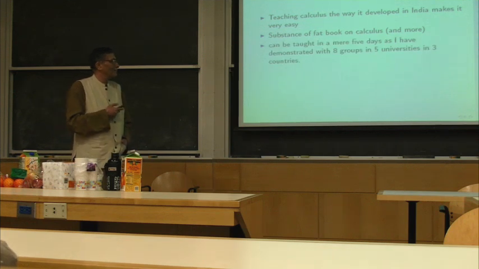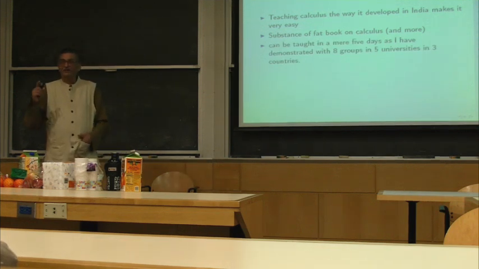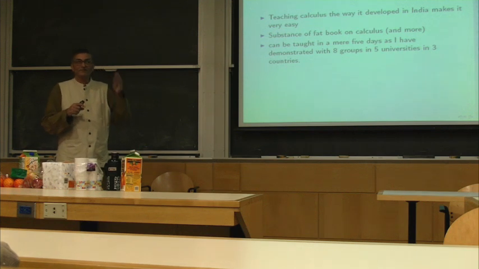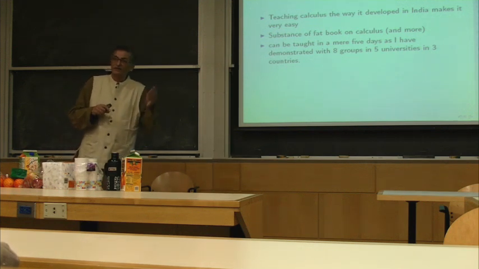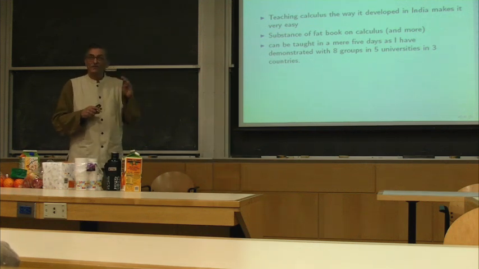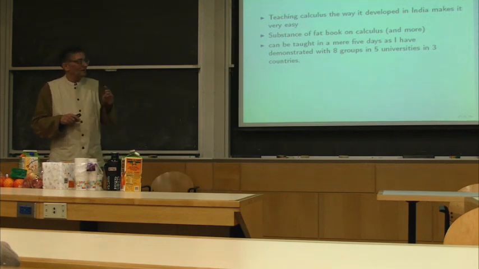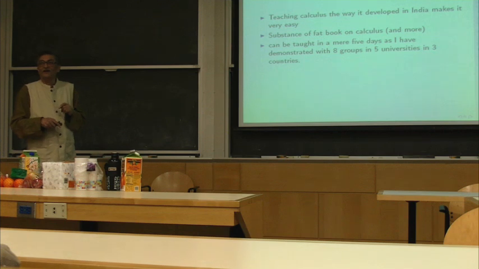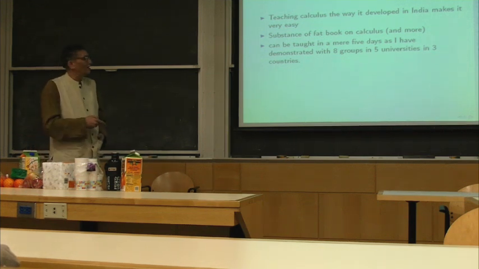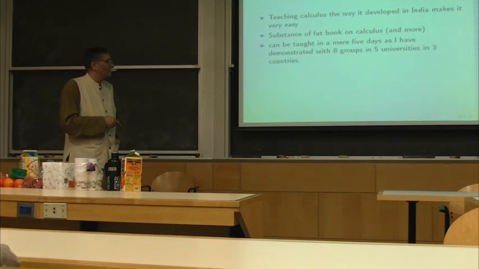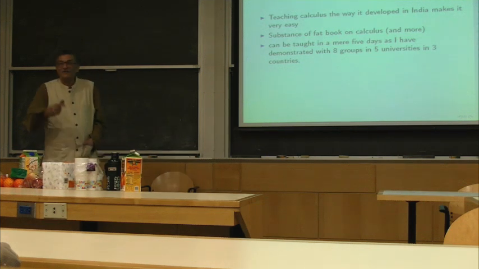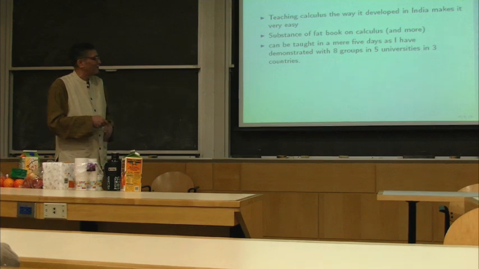So I have demonstrated this with 8 groups in 5 universities, all kinds of groups: postgraduate mathematics students, undergraduate applied math students, undergraduate pure math students, non-math students, and even monks, but with no education at all on that. Some of them failed actually, but the rest of them who could multiply, who could do basic arithmetic, succeeded.